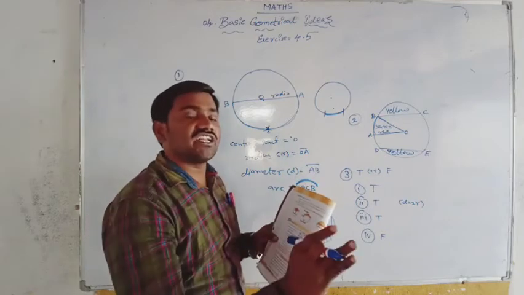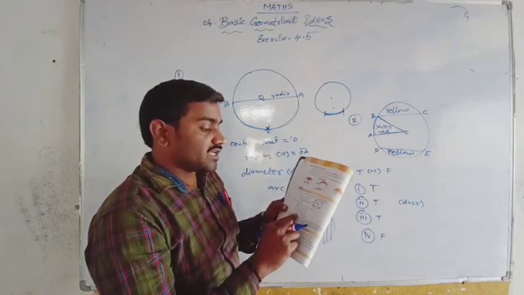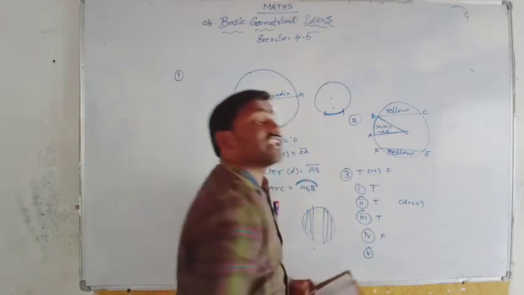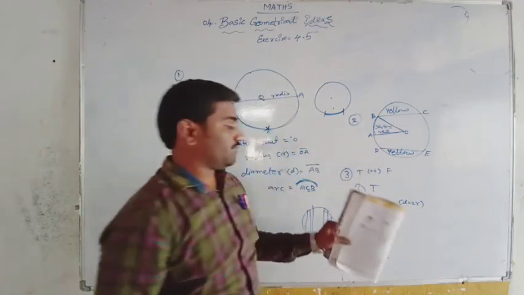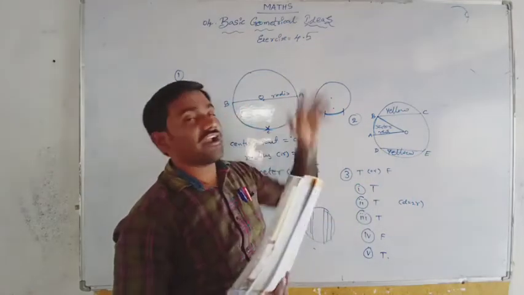All diameters are equal in length. All radii are equal in length. So, all radii are not equal in length is given. Next, the fifth one: all radii are not equal in length, it seems. No, all radii are equal in length. So with that we have completed three bits in exercise 4.5.